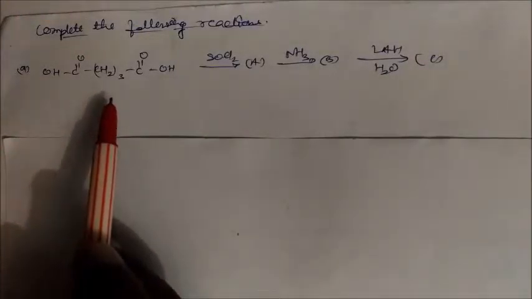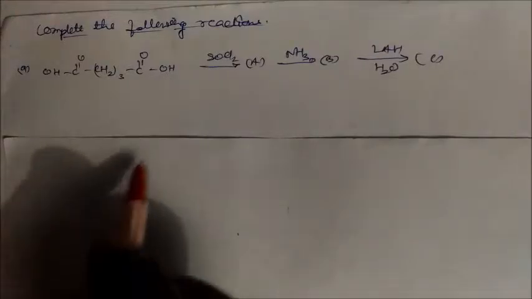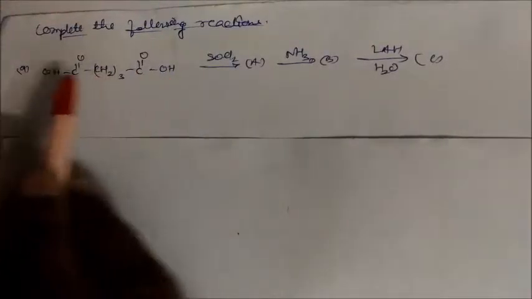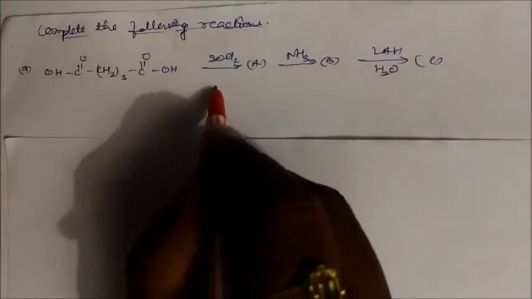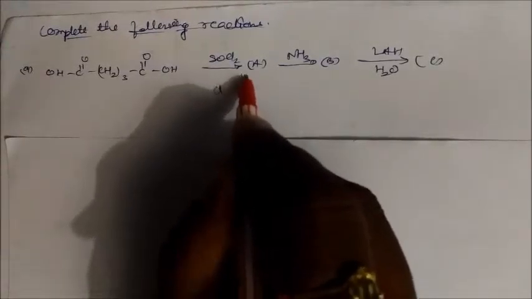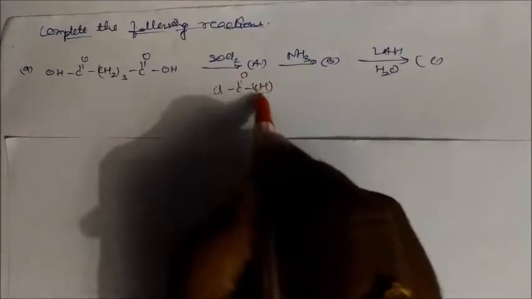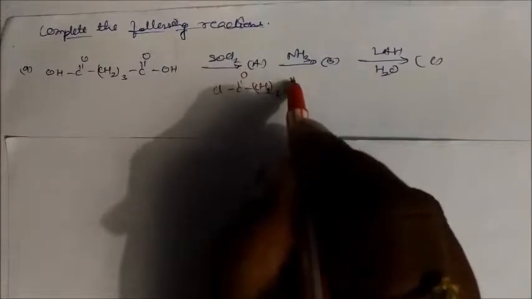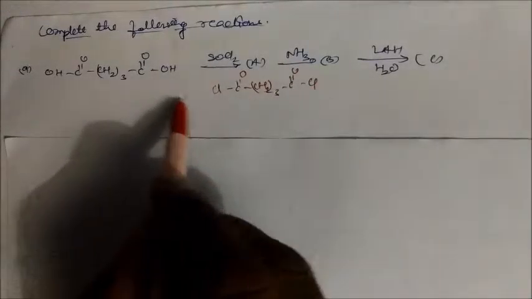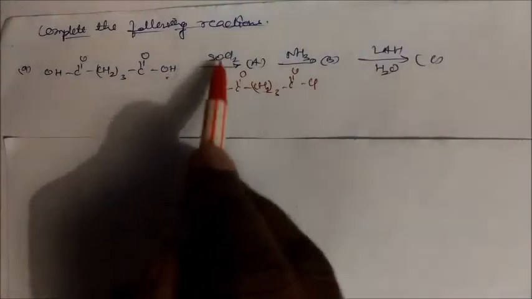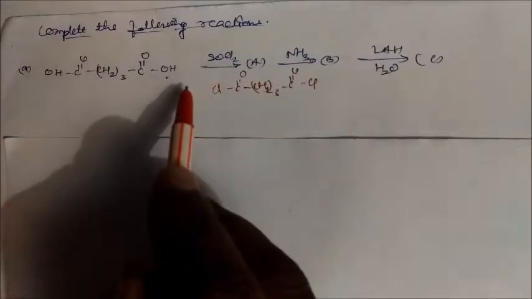We can see this is a carboxylic acid, and in the presence of SOCl2, the Cl will replace the OH, so we'll get the product with COCl. This is CO, CH2 whole thrice, and again COCl. So the OH is replaced by Cl. This is called thionyl chloride.